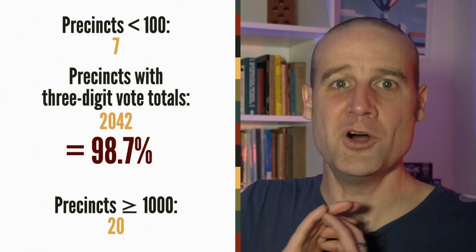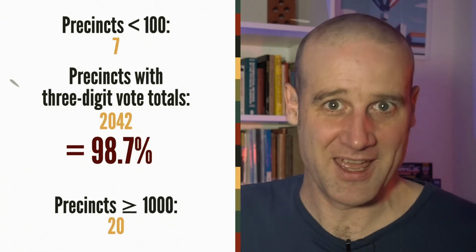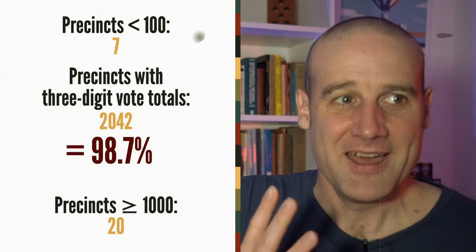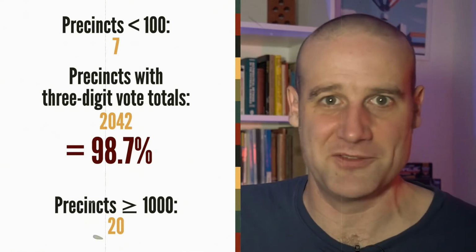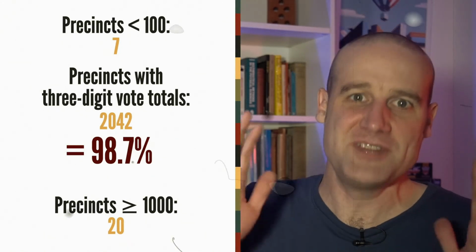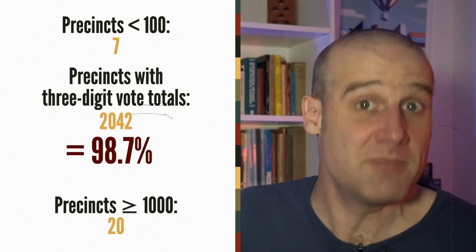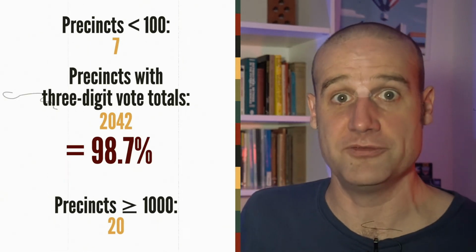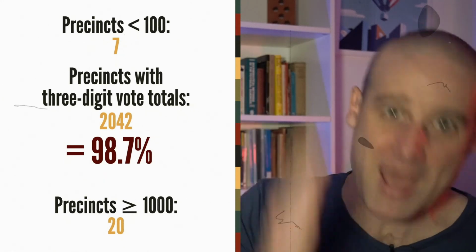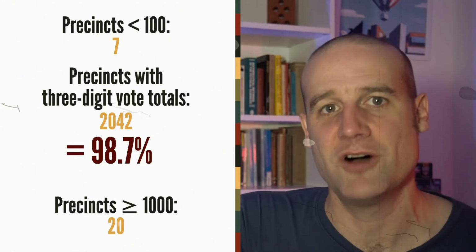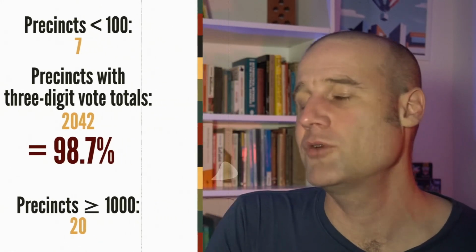98.7% of all precinct vote totals was a 3-digit number. This has got like the opposite of several orders of magnitude. Almost every precinct reported pretty much the same number of votes, and they were all smack bang in the middle of the range of 3-digit numbers. Of course, we're not going to get a Benford distribution out of this.